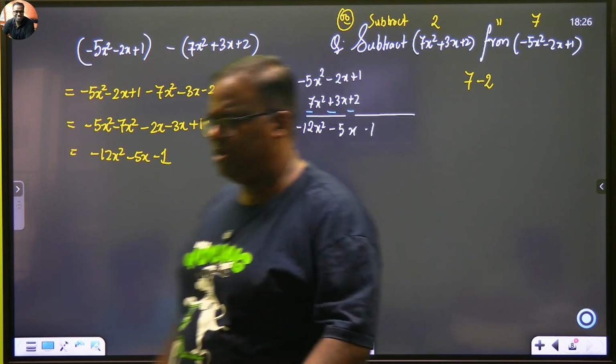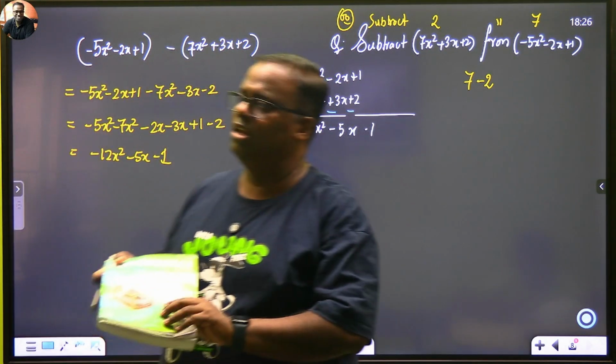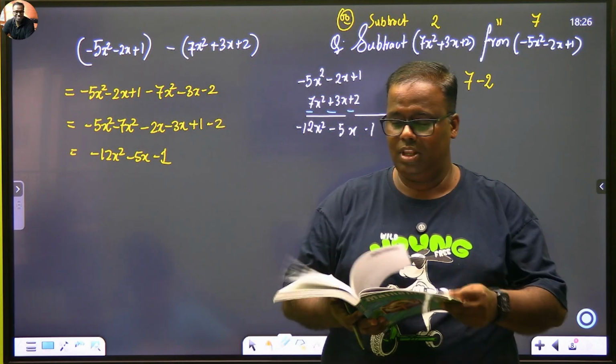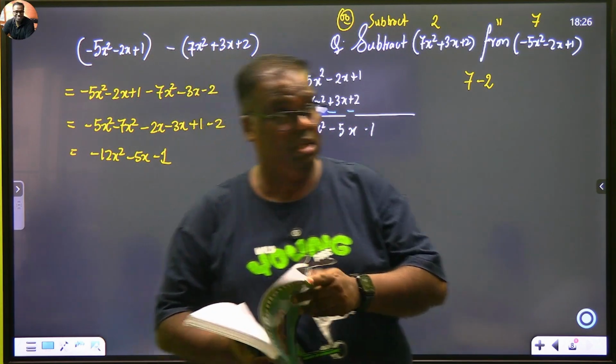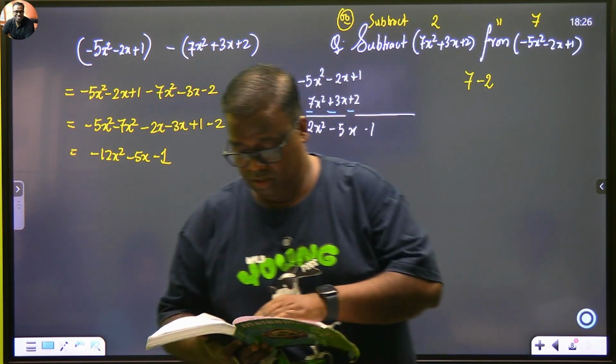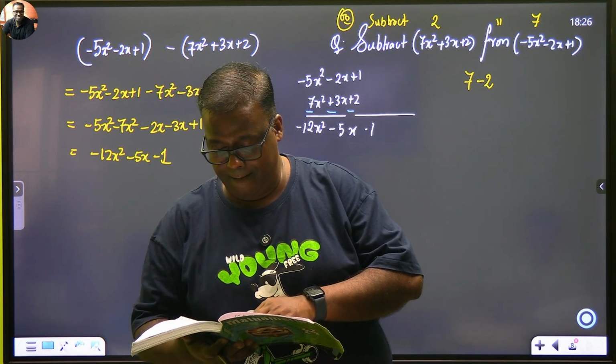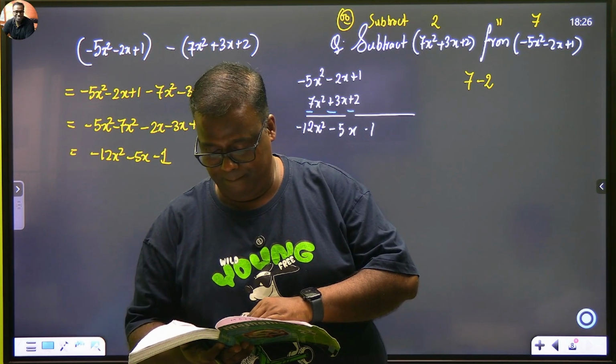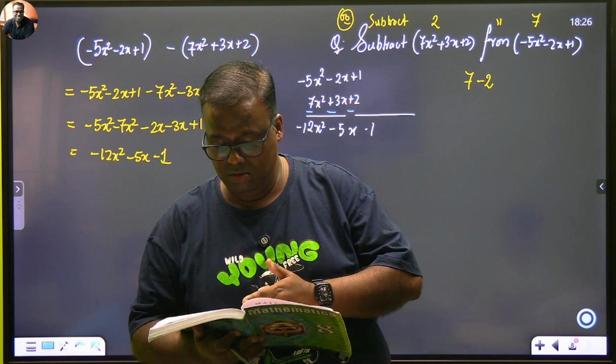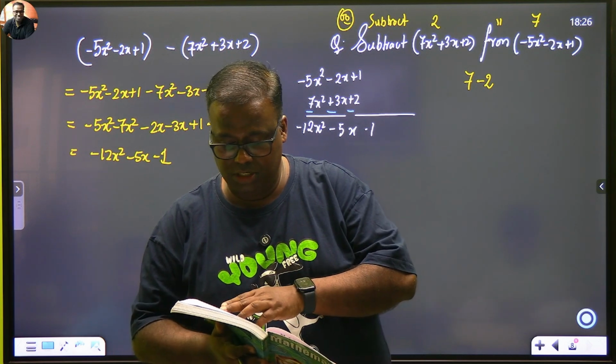So let's see some. Let's open our RS Agarwal now and go to algebraic expressions, which is operations on algebraic expressions, page 83.